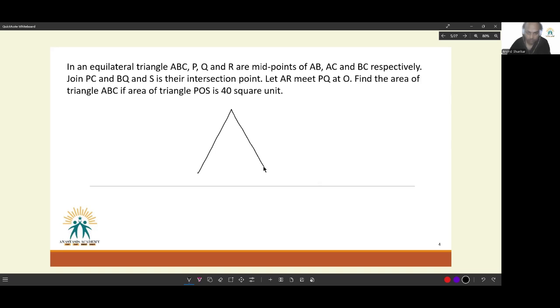Draw an equilateral triangle to the best of my ability. I have A, I have B, I have C. P, Q, and R are midpoints of AB, AC.